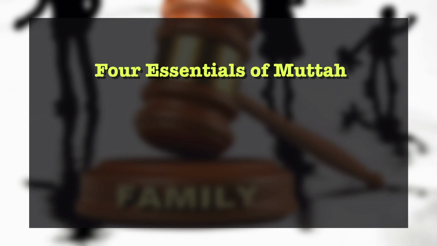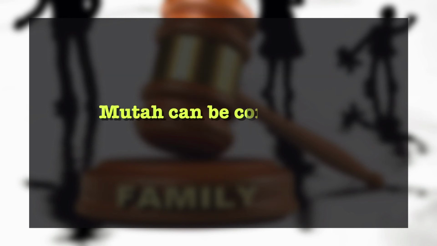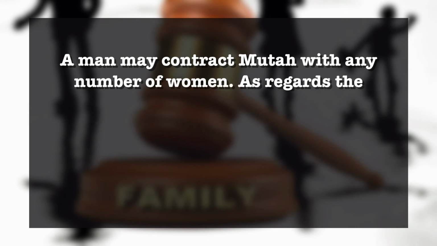The essentials of such a union are four: the form, the subject, the period, and the dower. Mutta can be contracted with a fire worshipper. As regards the form, there must be a proper contract. Declaration and acceptance are necessary. As regards the subject, a man may contract a mutta with a Muslim, a Christian, a Jewish, or a fire worshipper woman, but not with the follower of any other religion. A Shia woman may not contract a mutta with a non-Muslim. Relations prohibited by affinity are also unlawful in temporary marriages. A man may contract mutta with any number of women.